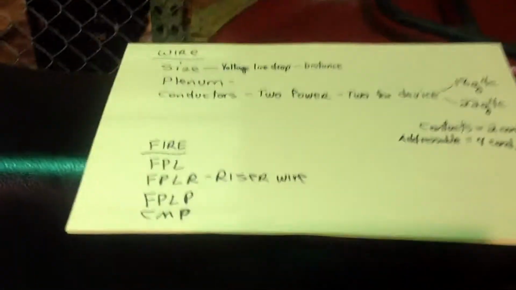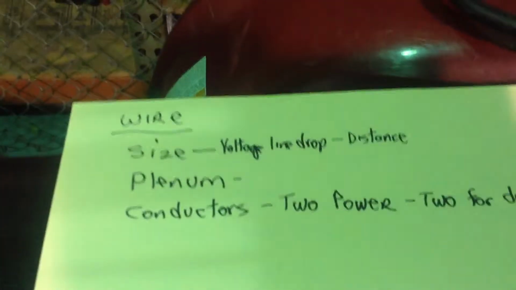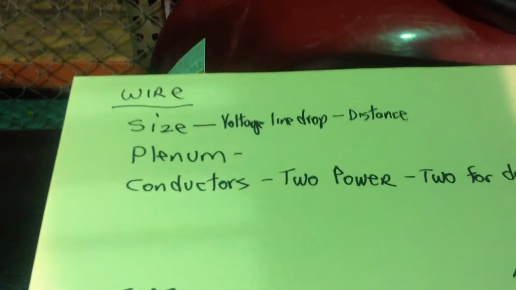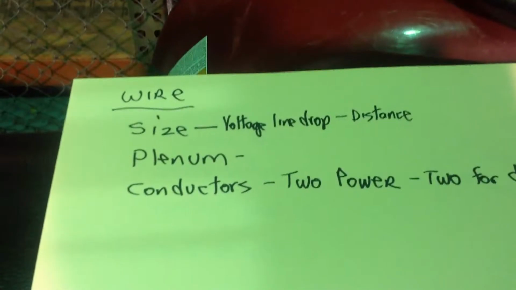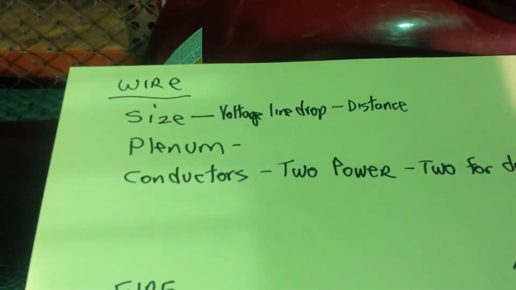Here's some little notes that I've taken on that. So wire depends on the size of the wire. So the gauge, like a 10 gauge or 12 gauge, is very thick wire. A common size is an 18 gauge. Then if it's plenum wire or not, that will change the price.